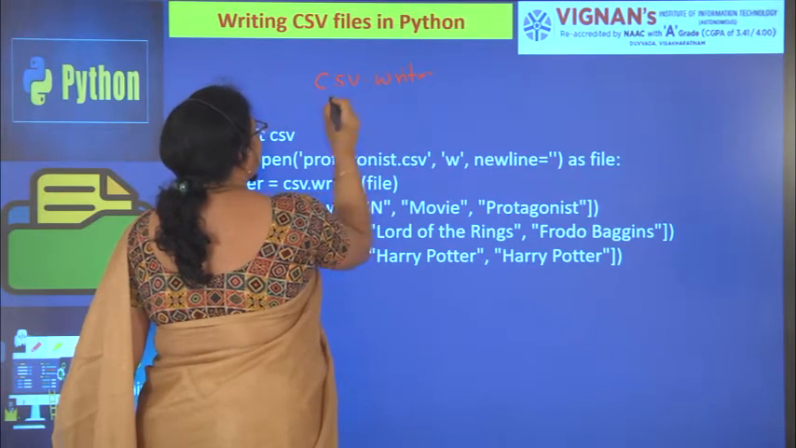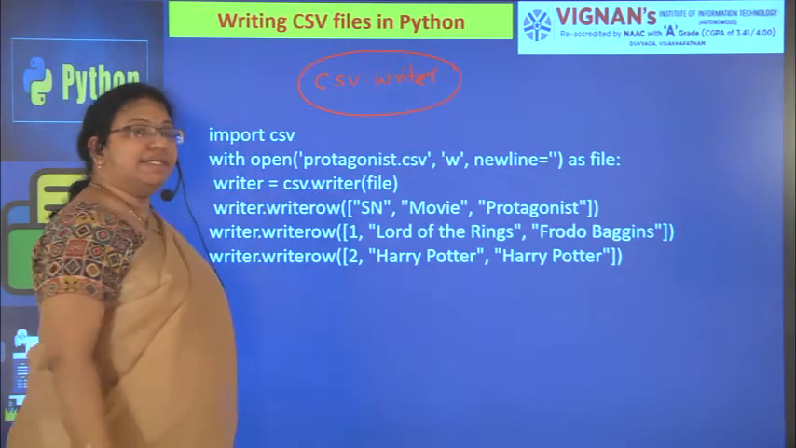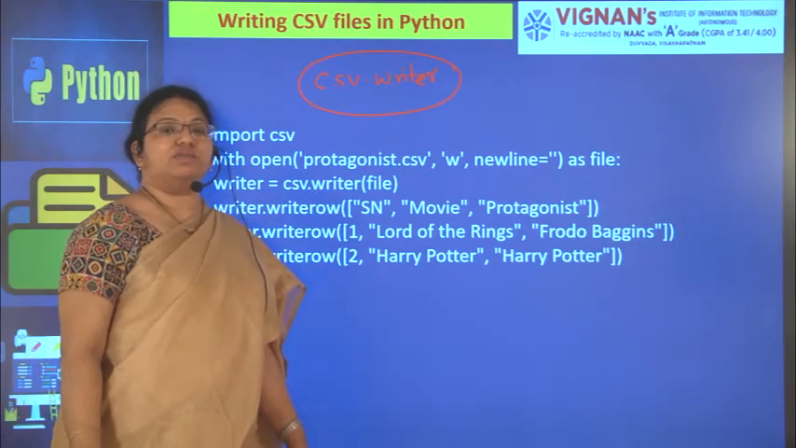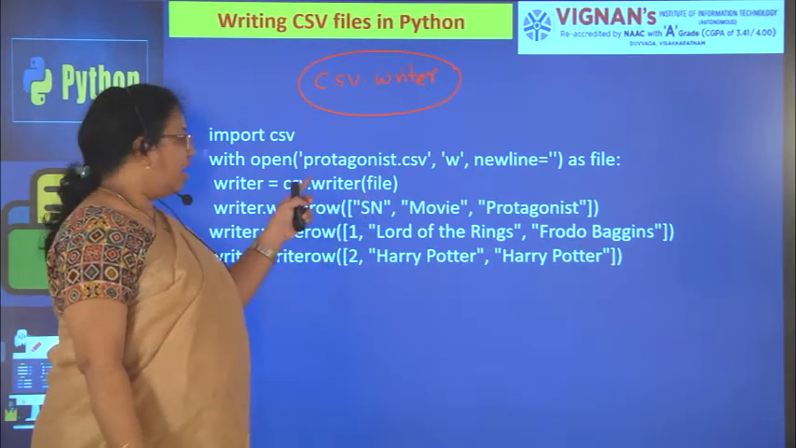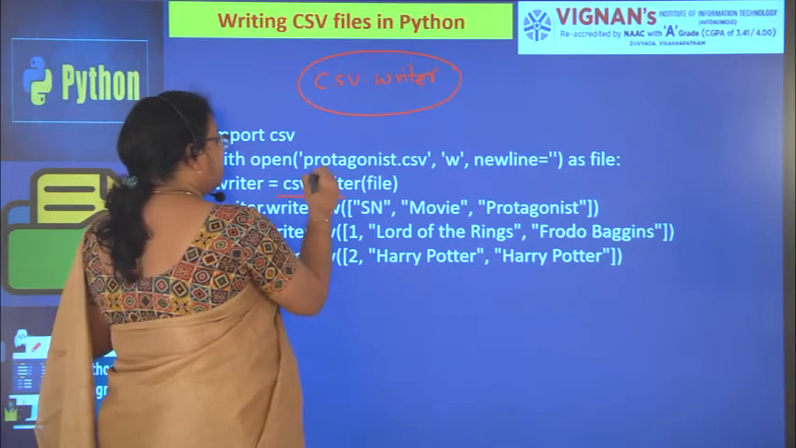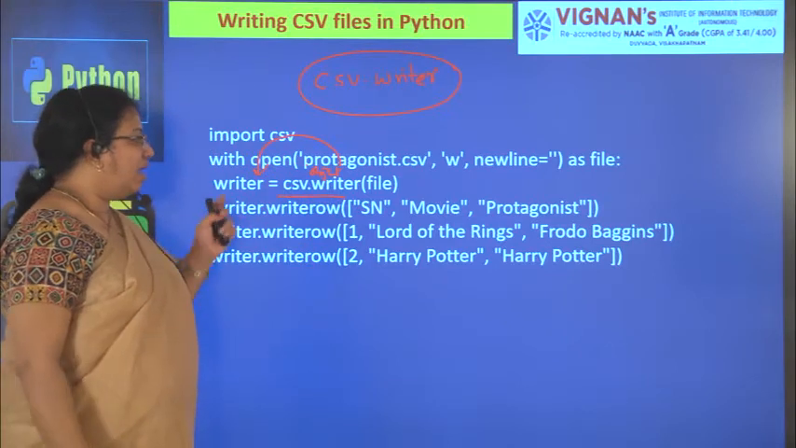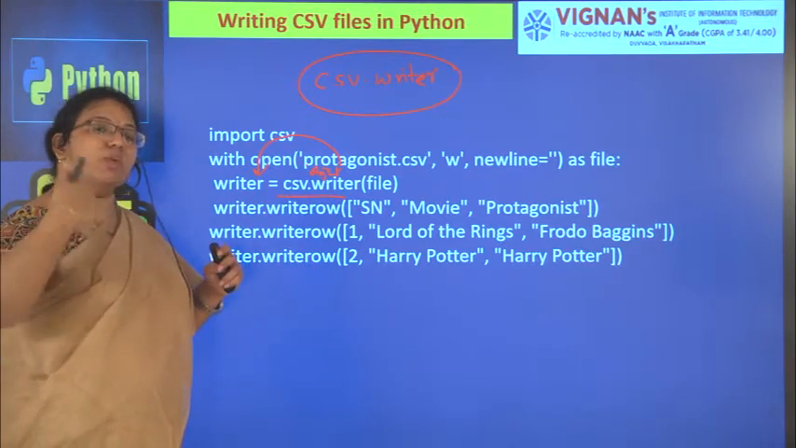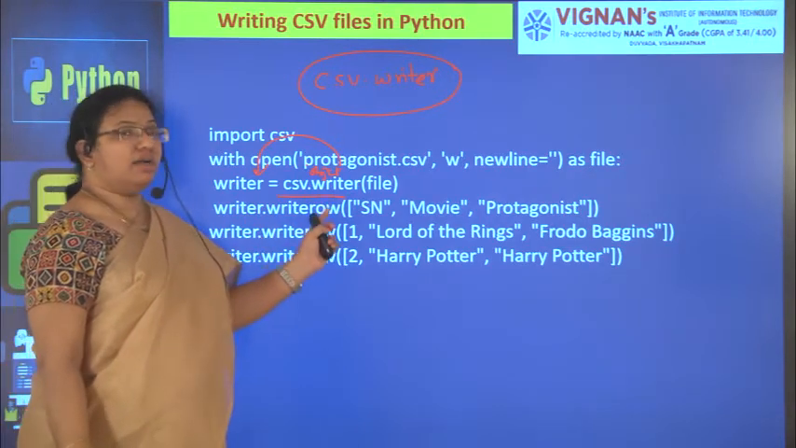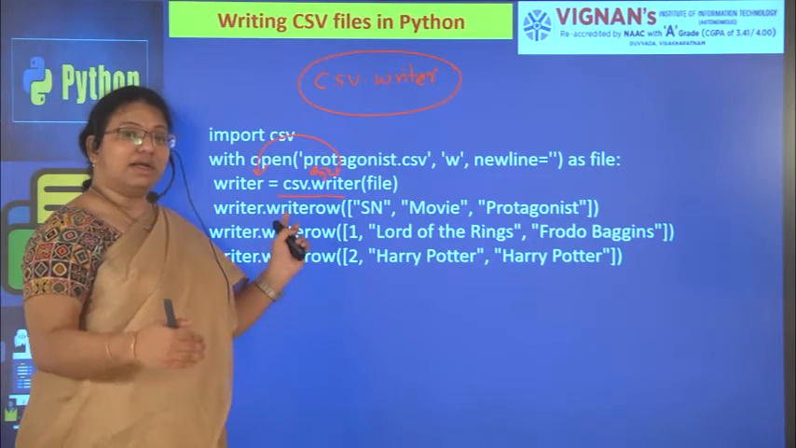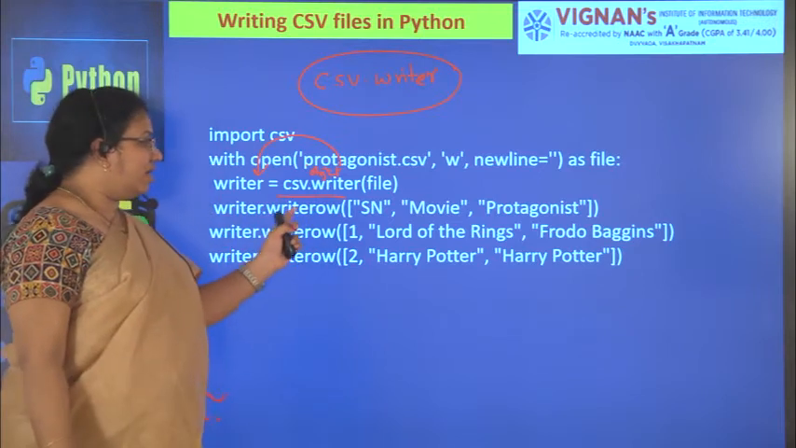In order to write contents into your CSV file, you have to use the method csv.writer of file, and it is going to return an object, which is held by this writer. Now I have to insert row by row into my CSV file. For that you use the method writer.writerow, which is going to place the content into your CSV file.